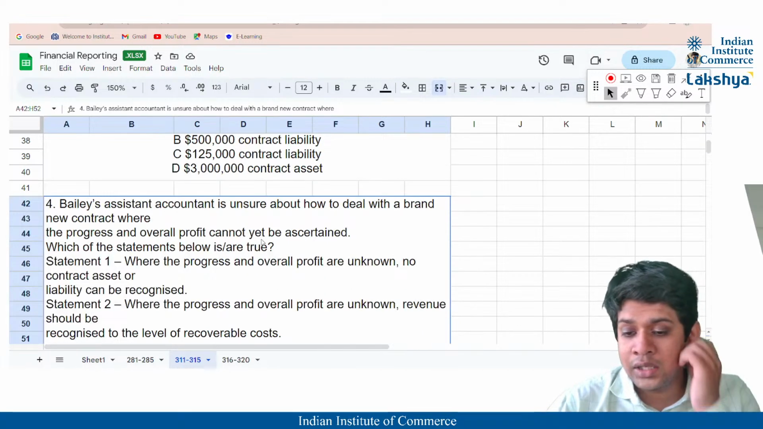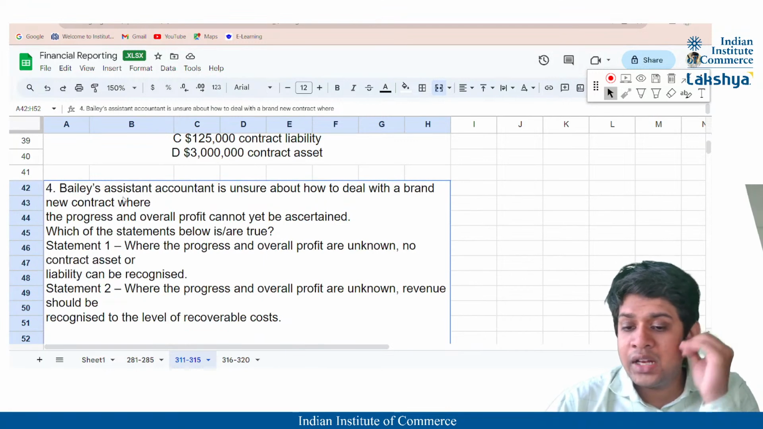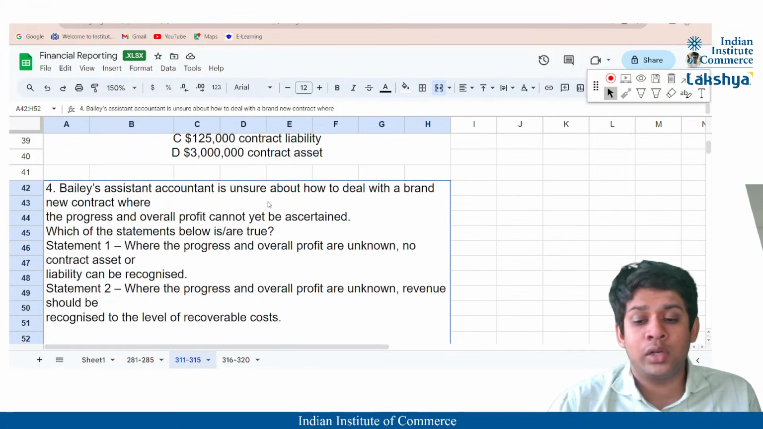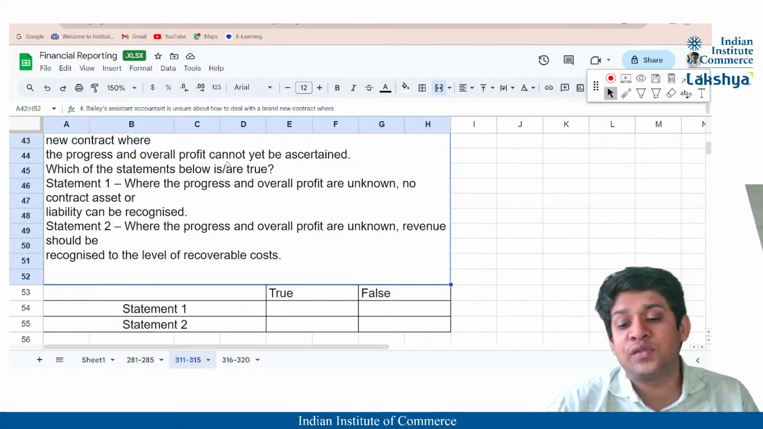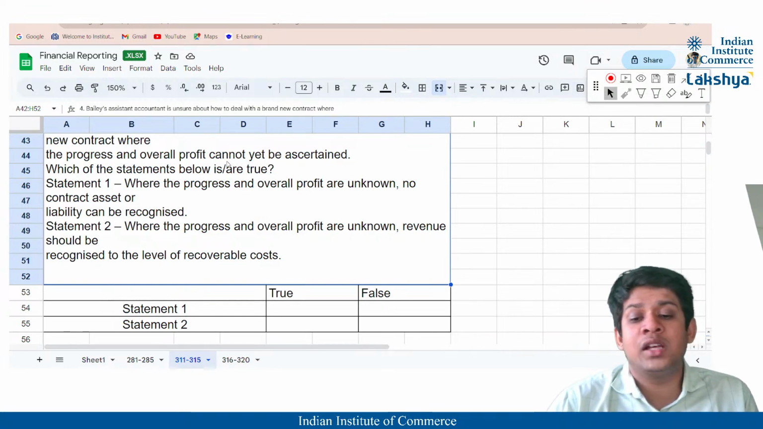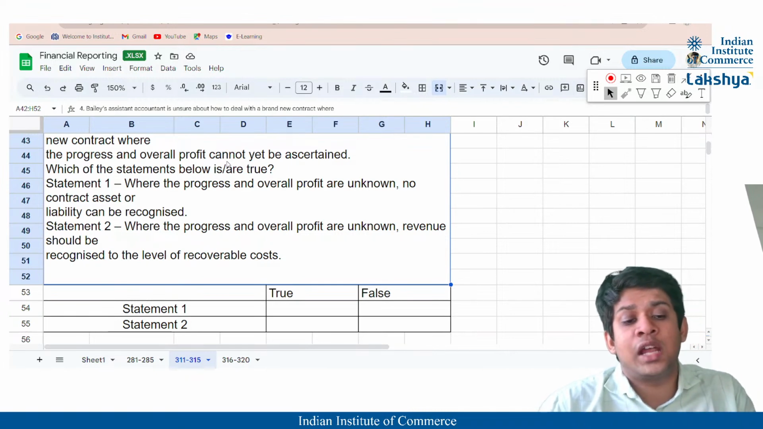Okay, let us look at the next part. Bailey's assistant accountant is unsure about how to deal with a brand new contract where the progress and overall profit cannot yet be ascertained. Which of the following statements below are true or false? Okay, so you have to state whether the statement is true or false, and it is for the contract where the progress and the overall profit cannot be ascertained. That means probably you're at a very early stage when the progress cannot be determined.